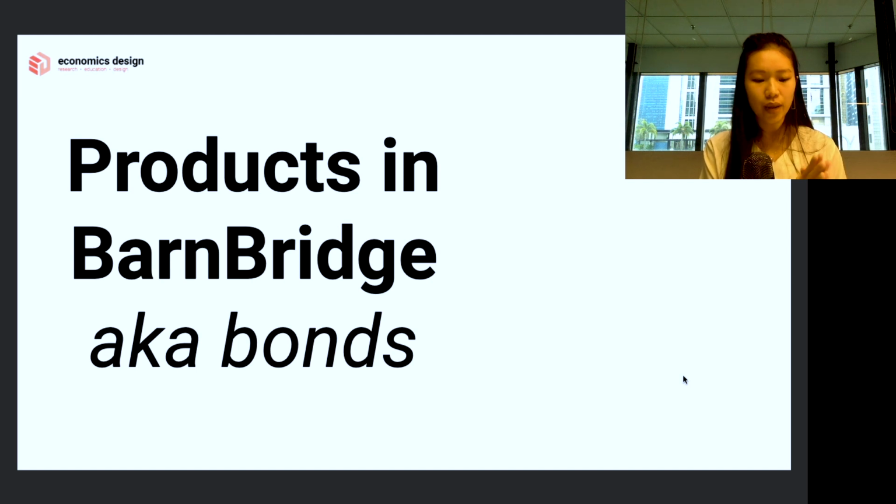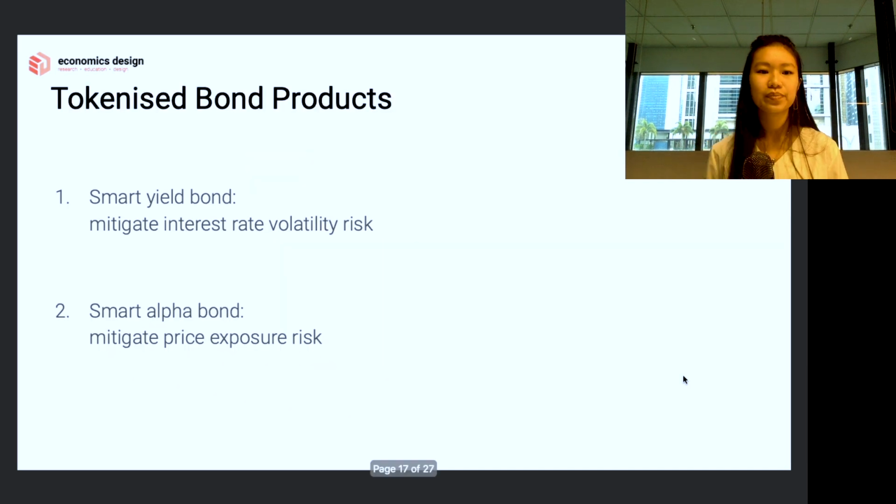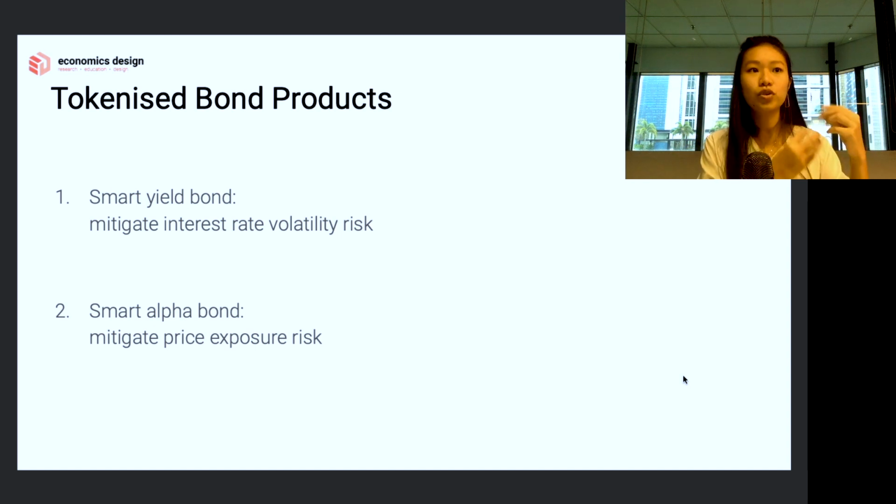I'll explain it in the way where we're going to start first with what BarnBridge does, and I'm going to explain them in cookies. So we have cookies, we have a cookie jar, and we're going to use cookies to understand what is BarnBridge and what other products are available in BarnBridge. So in general, it's a category of product called bond products, so tokenized bonds. And then there are two types of bond products available in BarnBridge.